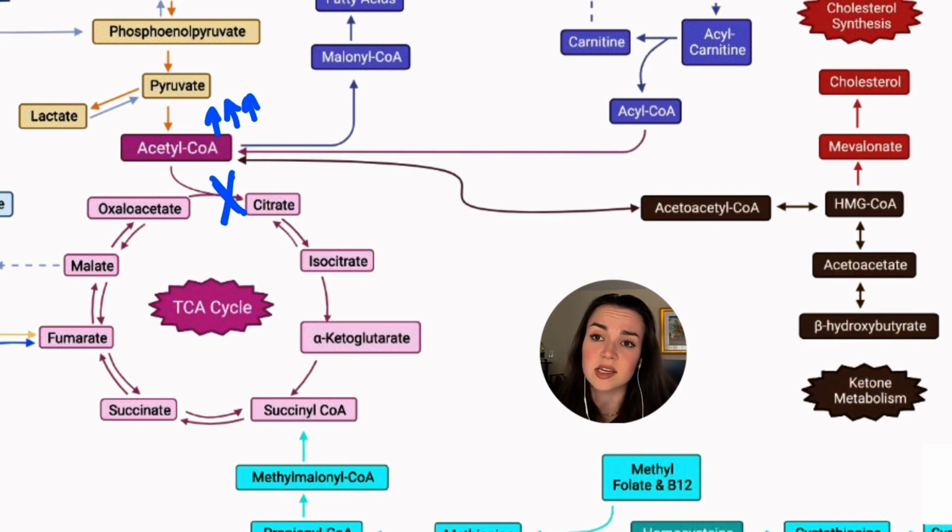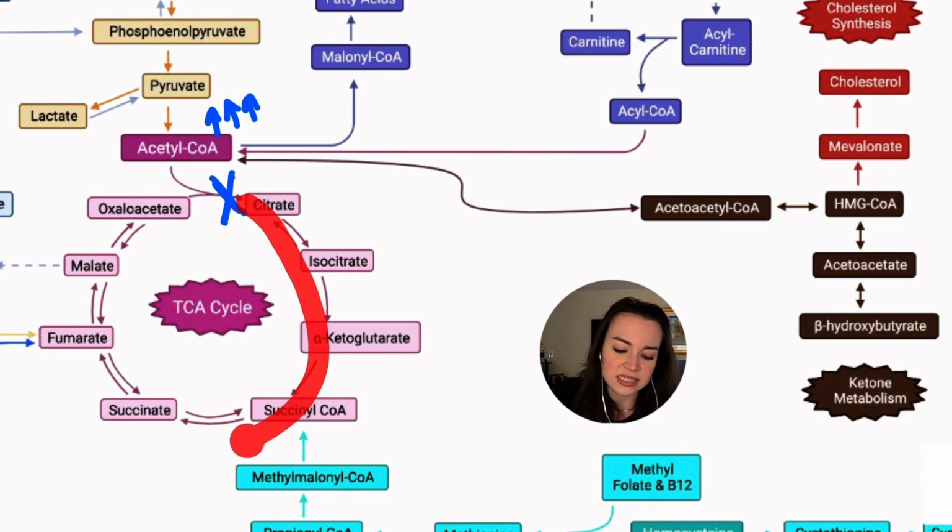And additionally, that's going to put this patient in a low energy state. We're going to get a buildup of AMP because we can't create ATP by the TCA cycle.